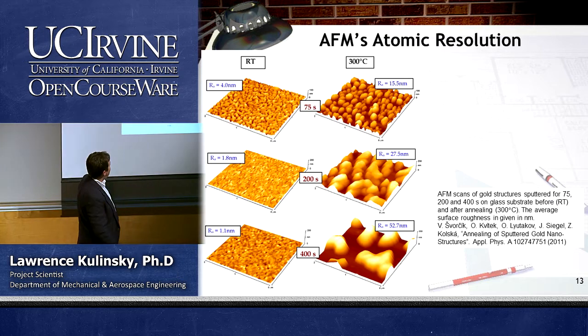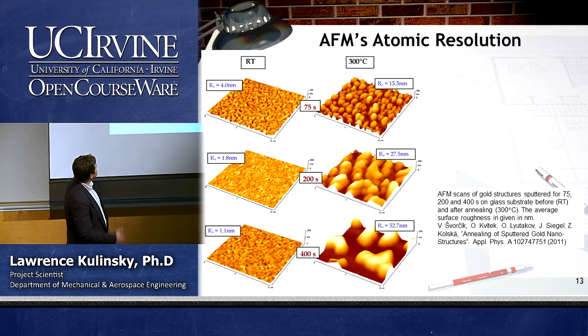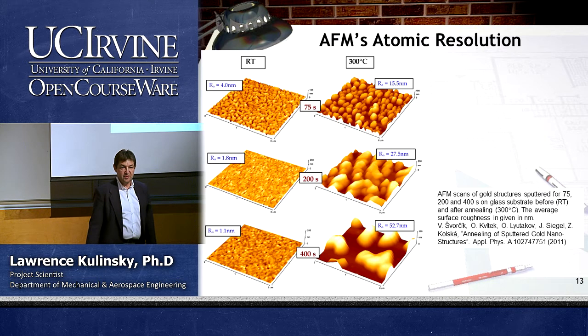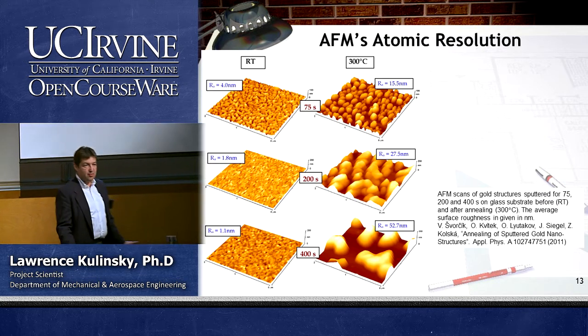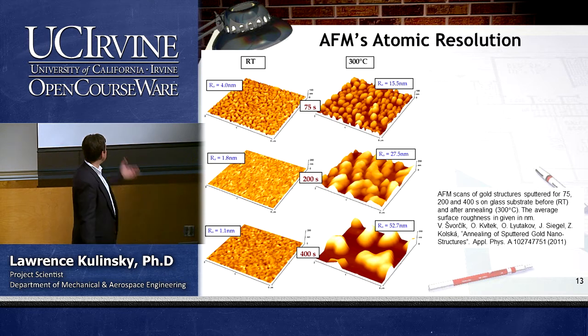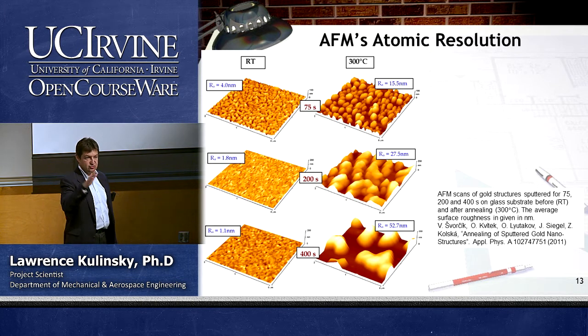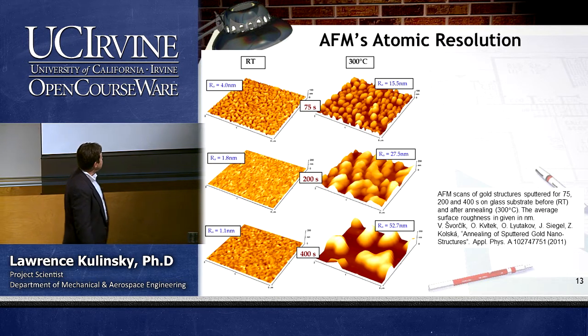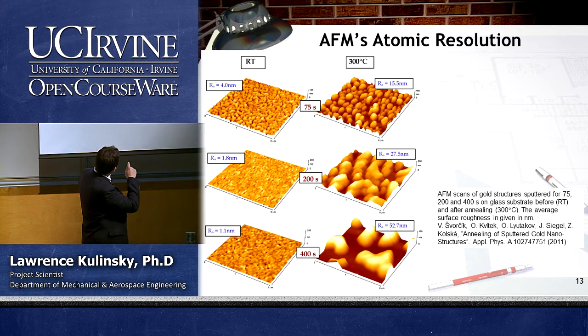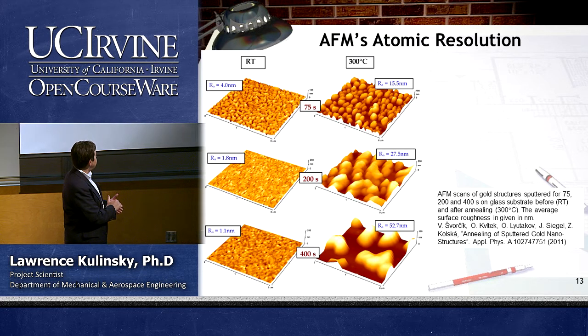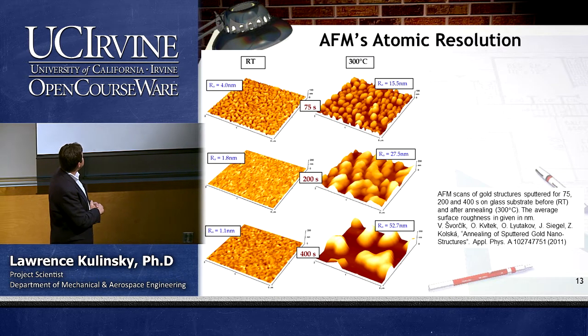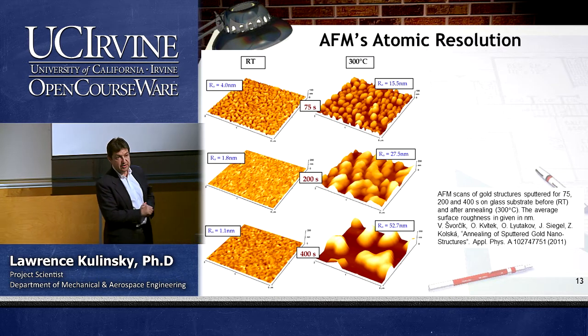And here are another examples of AFM. If you have ever seen AFM, it's more typically like that. It basically gives you the complete 3-dimensional profile of the surface, which means X, Y, and Z direction. So those mountain ranges. So here it actually tells you the scan of the gold structure sputtered on the glass substrate at room temperature and after annealing at 300 degrees C.